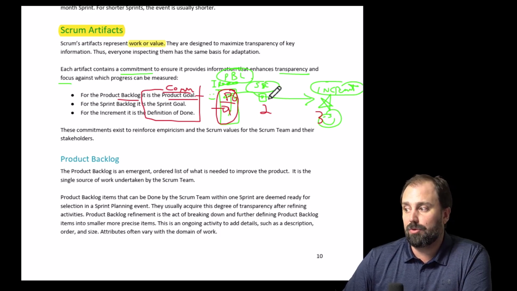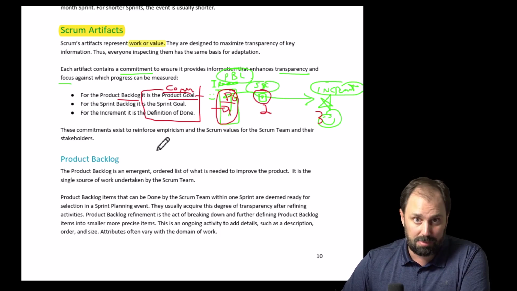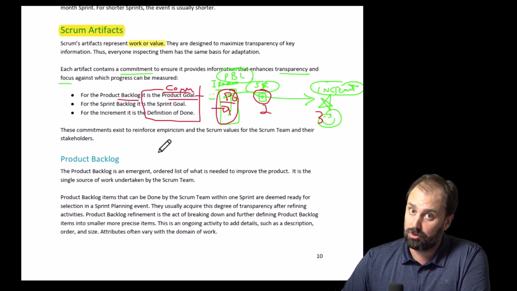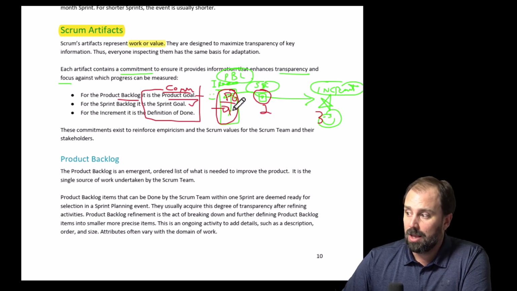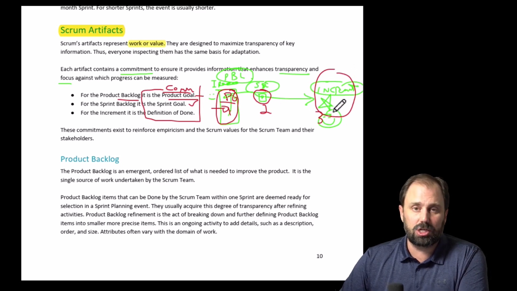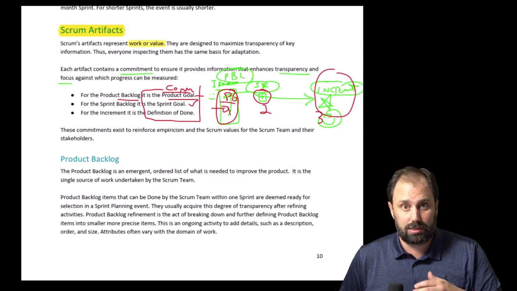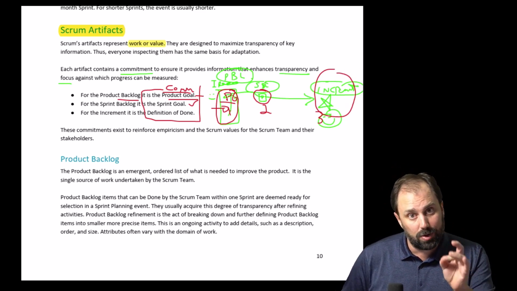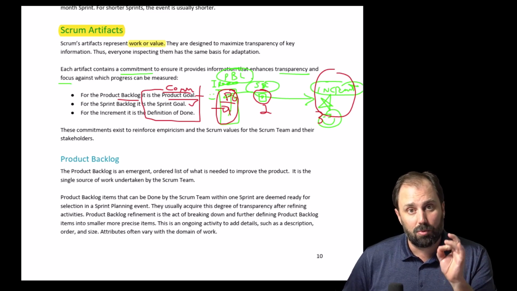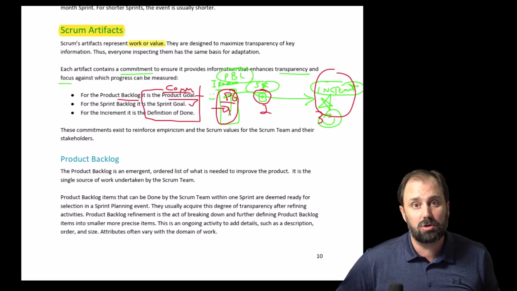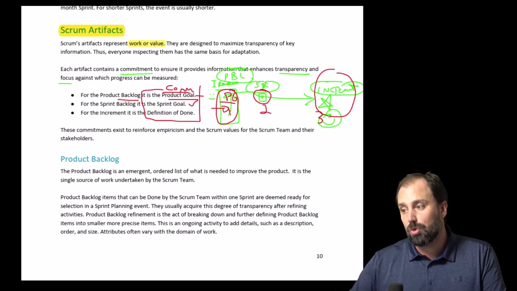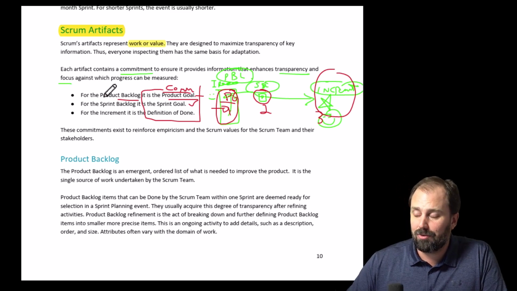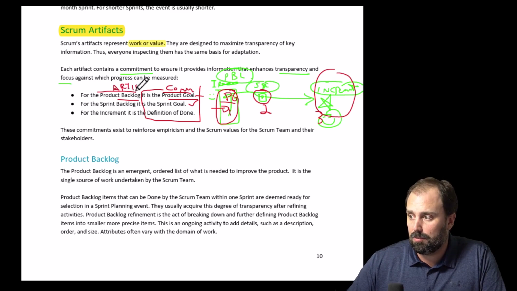Okay, so the product backlog, its commitment is what? The product goal. Now, if we think about what's the commitment in the sprint backlog, what's that commitment? The sprint goal, right there. And then lastly, what's the commitment of the increment? That is the definition of done, meaning we are not going to do things willy-nilly. We are going to be crisp and quality focused, and we're going to do things right because the customer deserves it.